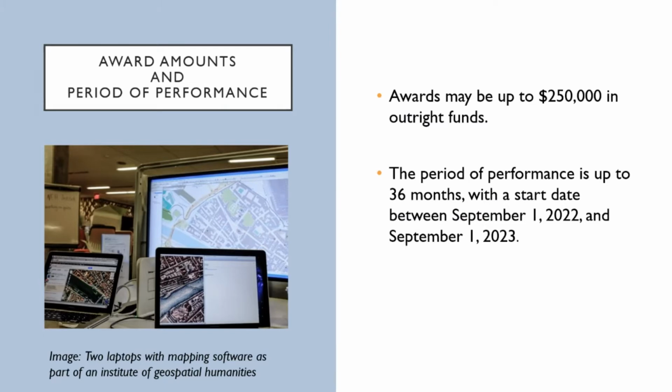So now that you're certain that the Institutes for Advanced Topics in the Digital Humanities is the right program for you and your colleagues, that's great. I just want to have a few basic things to keep in mind. The Institutes for Advanced Topics awards may be for up to $250,000 in outright funds, and no matching is required for this program. The period of performance is up to 36 months, with a start date anytime between September 1st, 2022 and September 1st, 2023, although I will note that most programs begin at or right around September 1st, 2022.